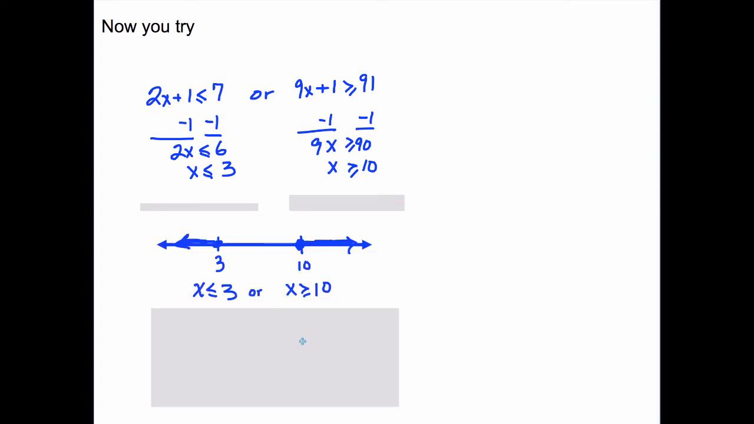And as we graph that, the graph looks like this. X is greater than or equal to 10, or x is less than or equal to 3, and we write the solution this way. And that concludes this video.